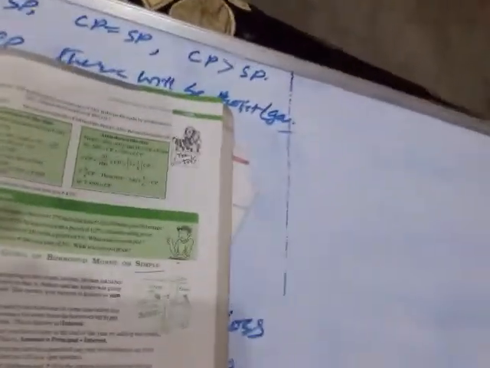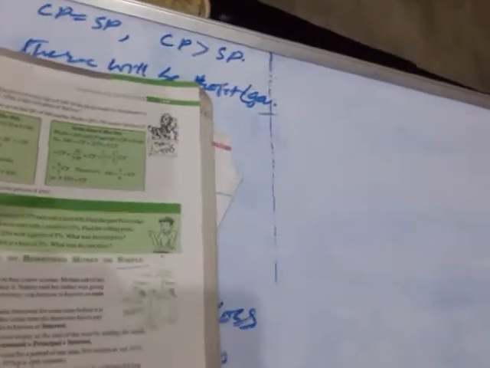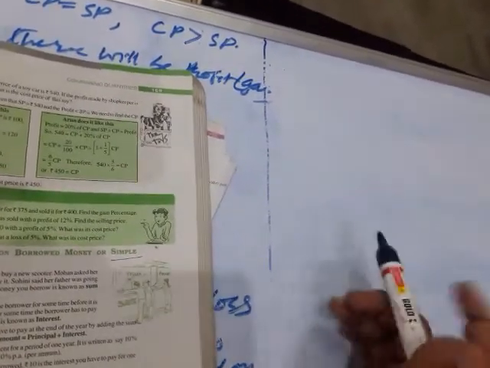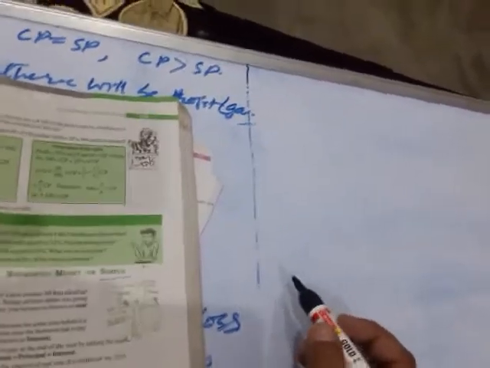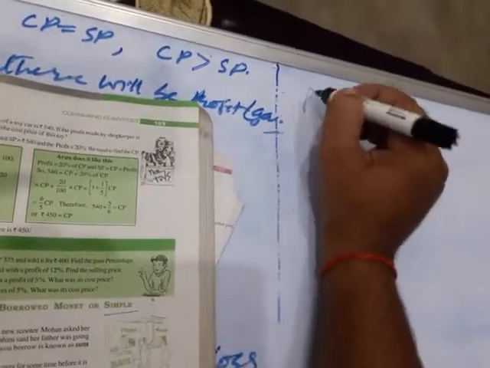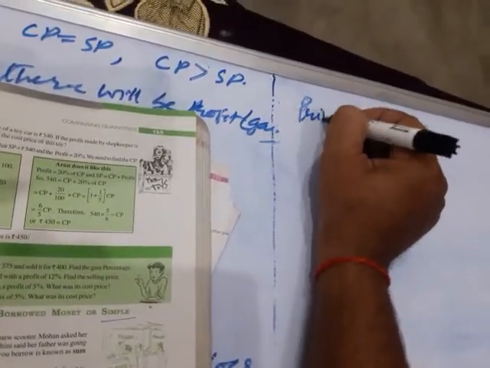Let us see, children, what is principal, you have understood. The sum borrowed, the money you borrow, is known as sum borrowed or principal. What is principal? Let us define it.